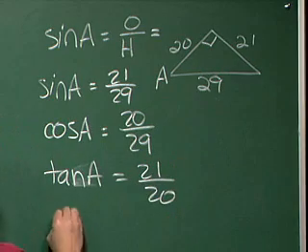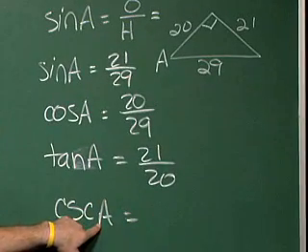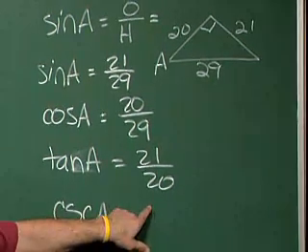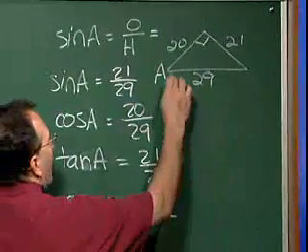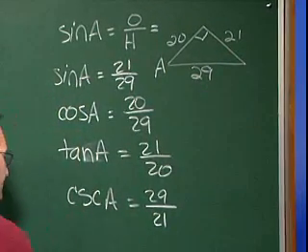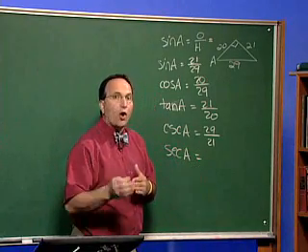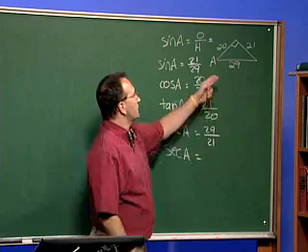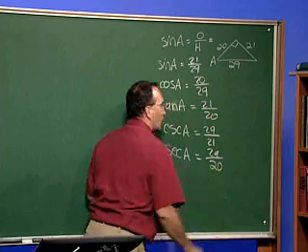For the cosecant of A, remember that we can look at that as simply being the reciprocal of the sine of A, or with our newfound definitions, it's the hypotenuse over the opposite. So the hypotenuse is 29, the opposite is 21. What about for secant A? For secant A, that's going to be the hypotenuse over the side adjacent. The hypotenuse, of course, is 29. The side adjacent is 20. So for secant A, it's 29 over 20.